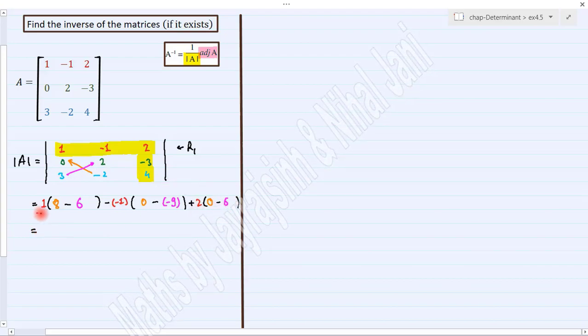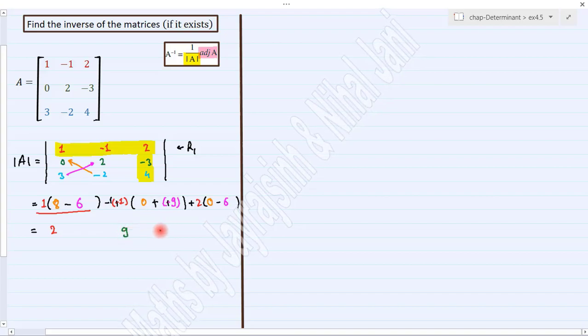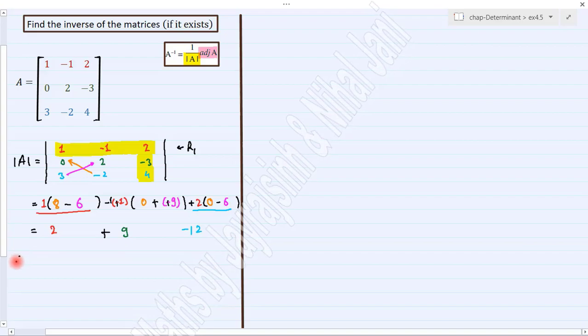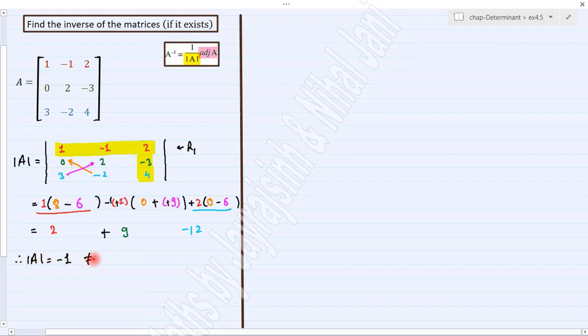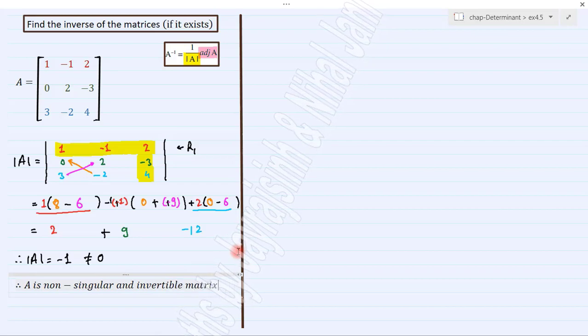So here we'll get 1 into 2, 2, minus minus become plus, again minus minus become plus, and we'll get 9, and 2 minus 6 are minus 12. So determinant of A will be minus 1, which is not equal to 0. Therefore, A is non-singular and invertible matrix.